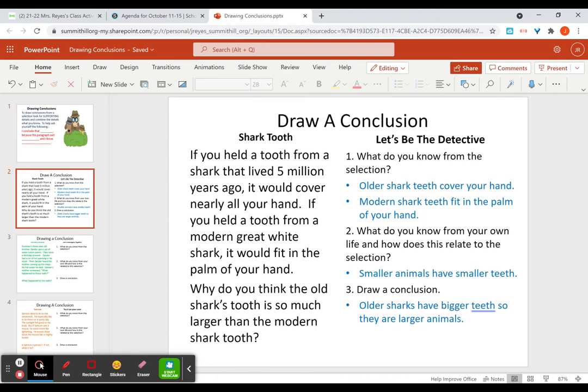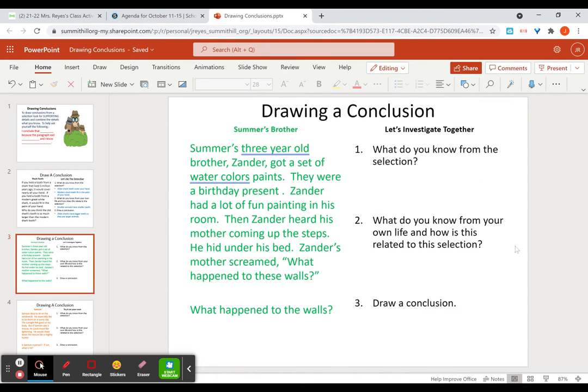And that to me makes sense. A mouse is going to have much smaller teeth than humans. Humans are going to have much smaller teeth than a tiger. So we find that in most of the cases, the smaller the animal, the smaller the teeth are. So my conclusion is going to be, and this is the last part, that older sharks had bigger teeth because they were larger animals. And that makes sense to me. So this is kind of what the whole idea with drawing a conclusion is. Now I'm going to have you guys try it.